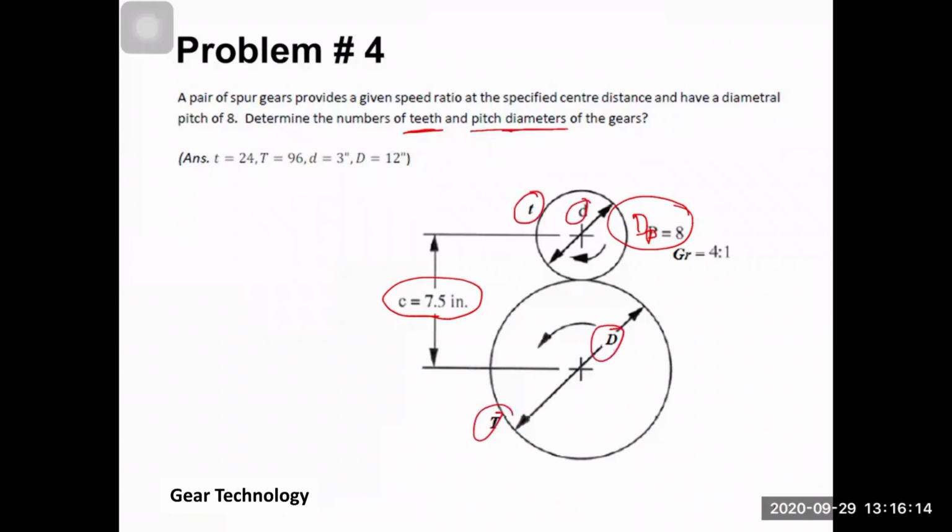So what we have here is the gear ratio, remember? We have the diametral pitch, we have the center distance, and then small t, capital T, small d, capital D are required. The thing is that we can relate the center distance to the diameters, right? And then based on the gear ratio, we can relate the gear ratio to the diameter. So we have 2 equations in 2 unknowns, and once we solve these 2 equations, we have the diameters. And because we have the diametral pitch, we have a relation between the diameter and the number of teeth, right? So here, what we have is the center distance, the gear ratio, and the diametral pitch.